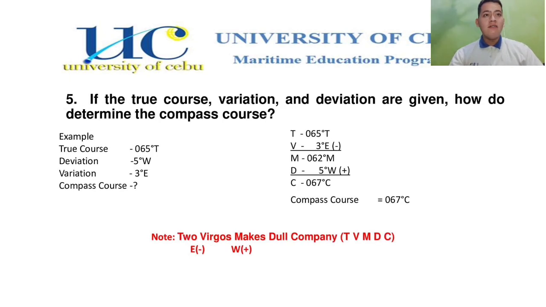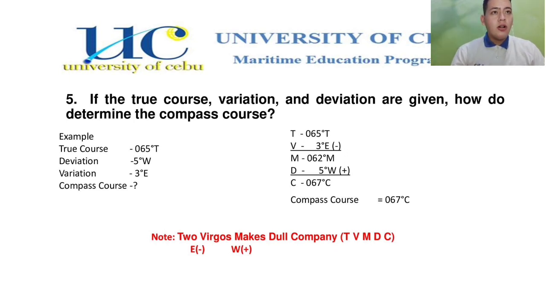For question number 5, if the true course, variation, and deviation are given, how do we determine the compass course? To get the compass course with these values given, we need to use the uncorrecting method, TVMDC, also known as True Virgins Make Dull Company. So we have our example below.